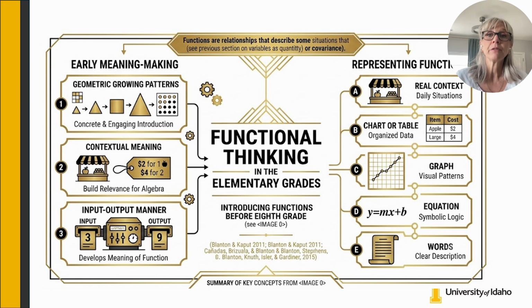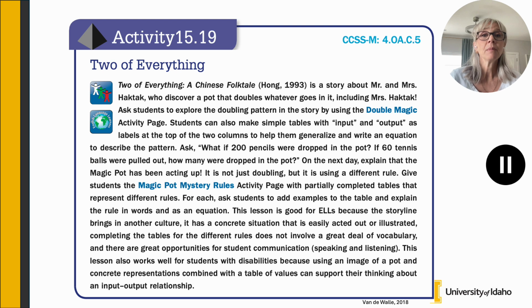Algebraic thinking also involves learning different ways to represent functions, as we saw with growing patterns. Functional relationships can be represented in a real context, in a chart or table, with a graph, with an equation, and with words. Each different representation offers a different way to think about relationships and thus helps us better understand them. Notice the explicit connection in this story to the input-output concept of patterns and relationship. Something goes in the pot, and then something comes out of the pot.